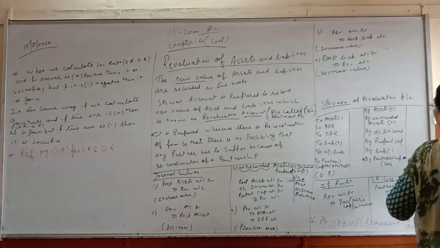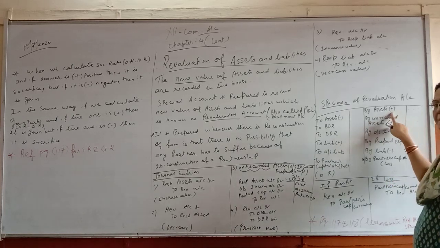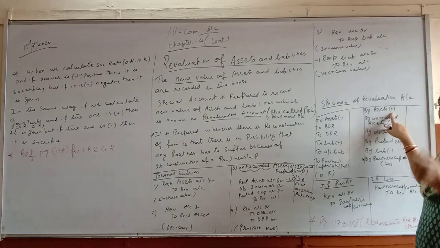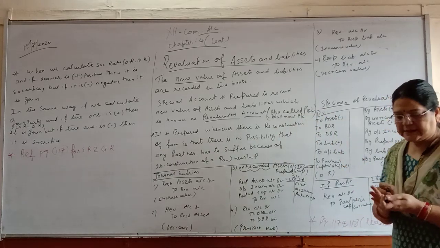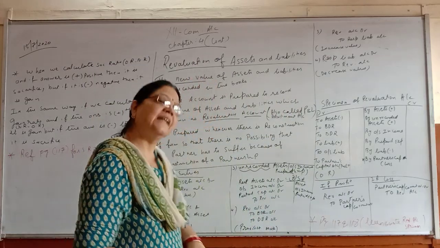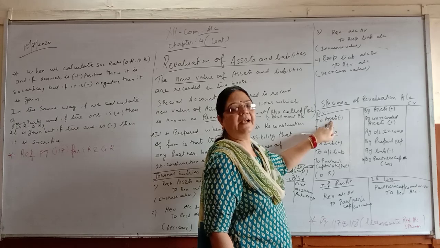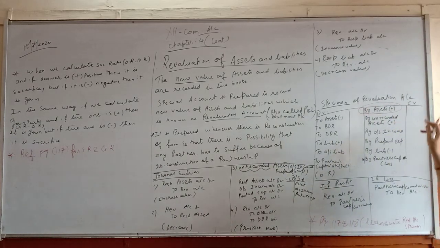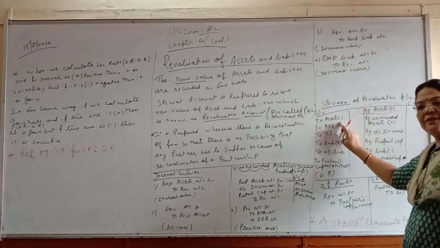So children, by assets, when the value of the assets increases. Now children, when the value of the assets increases, we write on the credit side. So when the value of the assets decreases, where will we write? We will write on the opposite side, that is the debit side. So only this we should learn: when the value of the asset increases, we write on the credit side. When the value of the asset decreases, we write on the debit side.